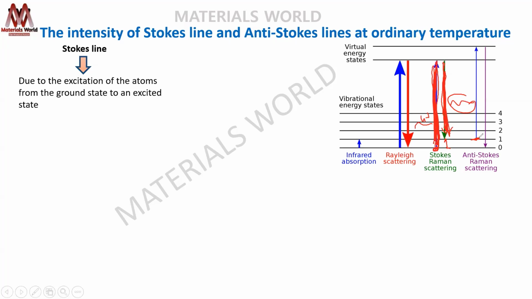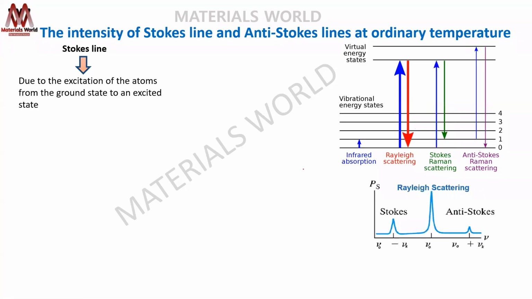In anti-Stokes, the atom is already at a higher energy state. This gap is telling the incident energy. When it comes back to the ground, it is adding extra energy that was already available in the system. So the total energy is higher, and this gap is higher. That is the anti-Stokes. So what do you observe from here? Your anti-Stokes is coming at higher frequency, and Stokes is coming at lower frequency. Rayleigh is exactly the same frequency as nu naught, that is the incident frequency.